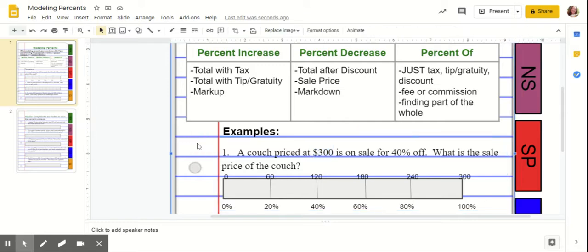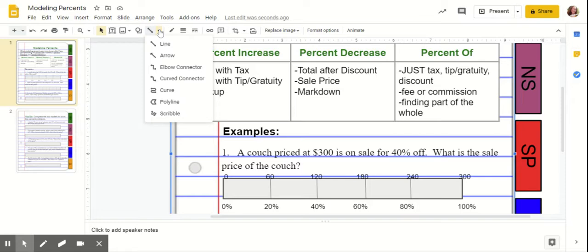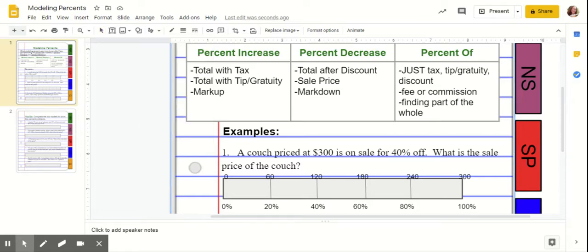Now, because it's a percent decrease, when I model this, I'm actually going to start all the way over at the 100%. And I'm simply going to shade away 40% of that. And then that's going to tell me what's left, which would be the amount I would be paying, which would be the sale price. So I'm going to start at 100% and I'm going to shade out this section. That's 20% off. I need to get to 40% off, so I know I need another 20% section. When I do that, I can see that I am left with 60% of the cost of the couch, which makes sense because 100% take away 40% would be 60%. And I can also see when I look across this line that that leaves me with $180 of the cost of the couch. So the sale price for the couch would be $180.